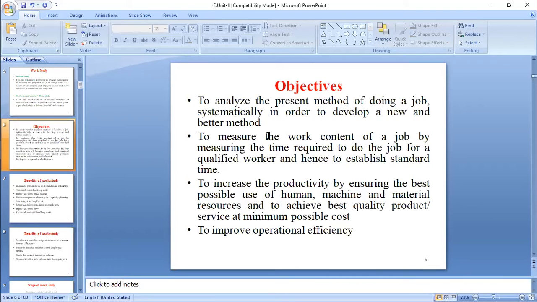And the fourth objective should be to improve the operational efficiency. Okay, so if we implement these first three objectives in any organization, automatically the efficiency of the organization will improve. Okay, so these are the objectives of the work study. Now we will see, if we implement these four objectives in any organization or in any enterprise, then we will have some benefits of this work study.